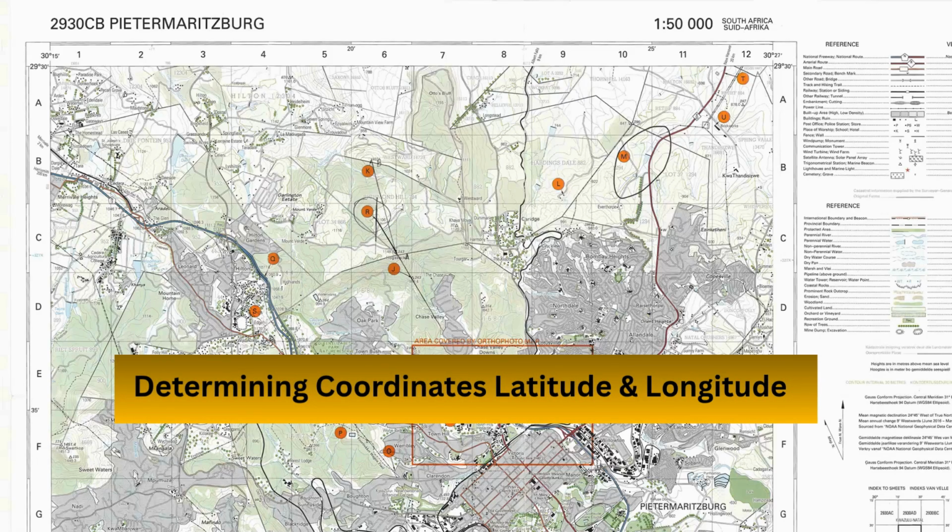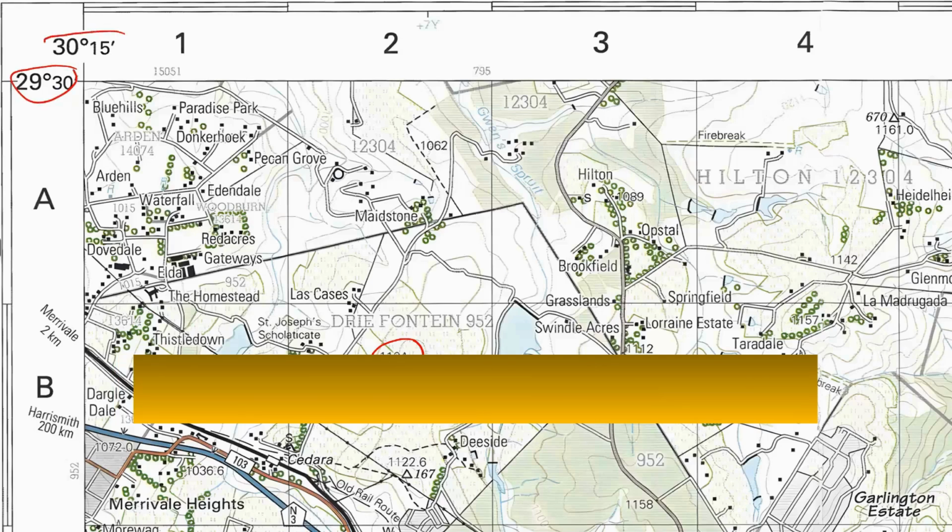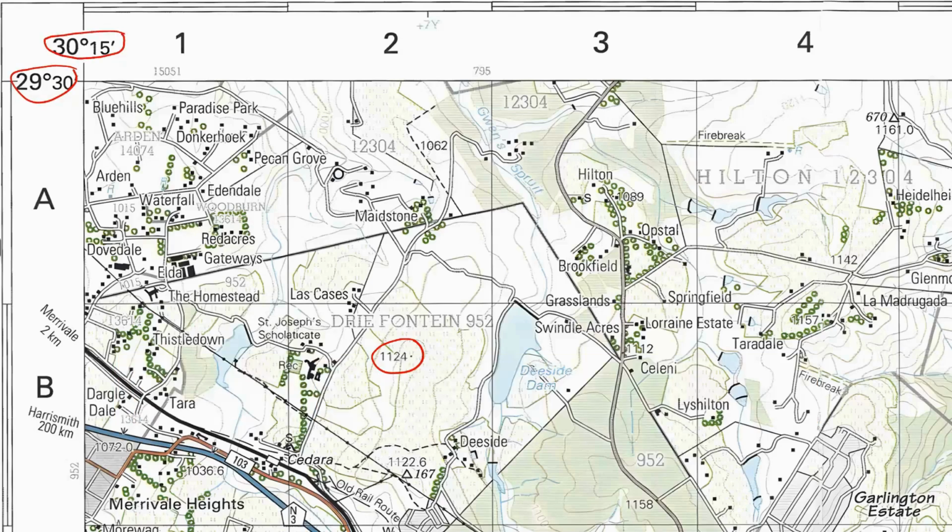In today's lesson, we're going to learn how to determine the coordinates of a feature using latitude and longitude. Before we start working with coordinates, there are a few basic concepts that we need to understand first. The first concept is the relationship between degrees, minutes, and seconds. Remember this: 1 degree is equal to 60 minutes, and 1 minute is equal to 60 seconds. Take a moment to remember these two facts because we'll use them throughout today's lesson.